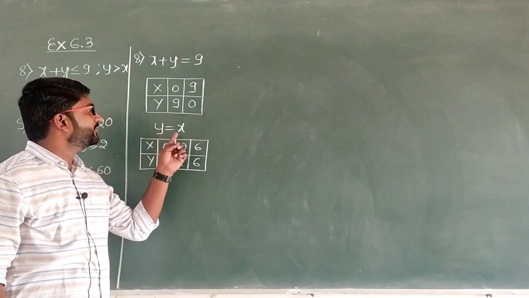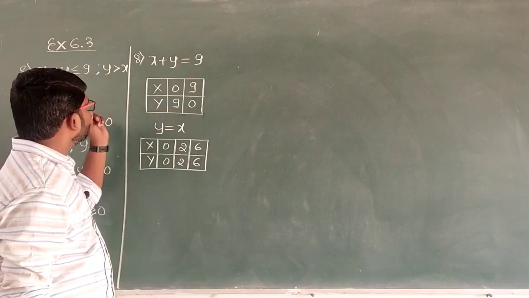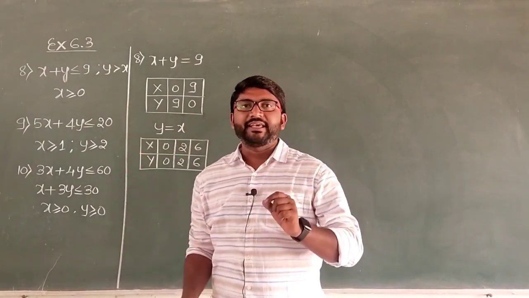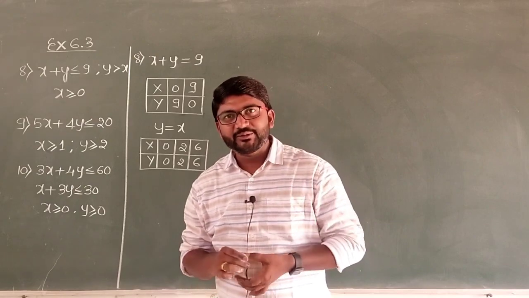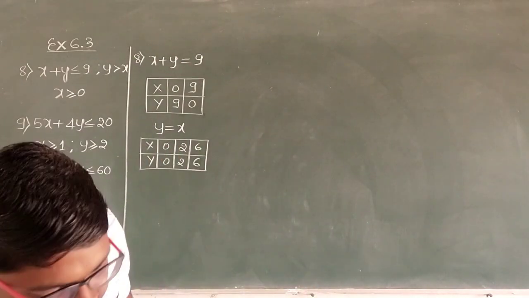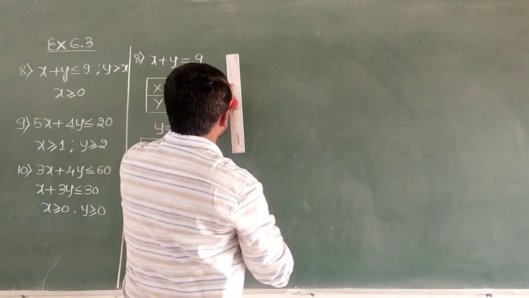So y equals x. And the last one is x greater than or equal to 0. If you remove the inequality sign, we get x equal to 0. x equal to 0 is nothing but the y axis. So with the help of this we have to go for the graph. Let us proceed with the graph.